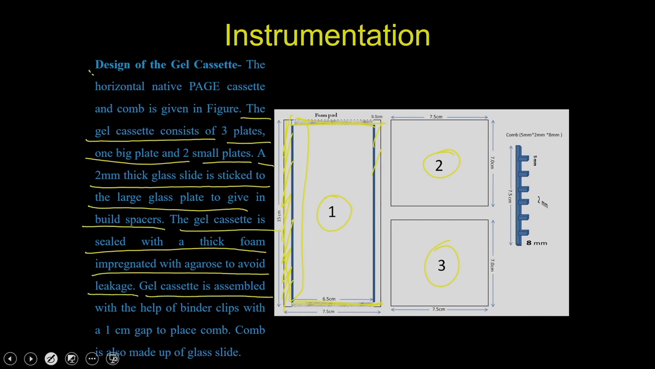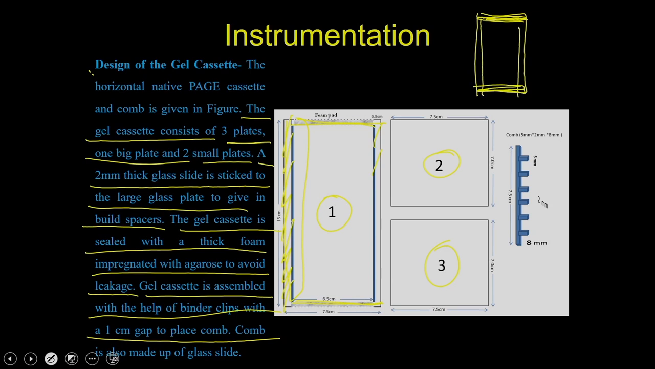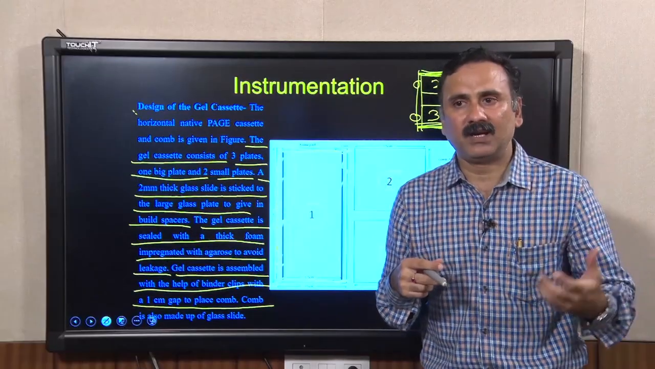Then the gel cassette is assembled with the help of binder clips with a 1 centimeter gap to place the comb. So you have this main plate, you have a comb, you have a foam on this side, a foam on this side, and a spacer on both sides. Then you place number 2, you place number 3 like this, and put the clips on both sides so that the whole apparatus is assembled as one, and then you start casting the polyacrylamide gels.